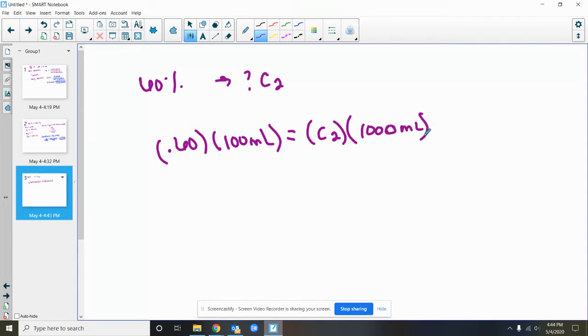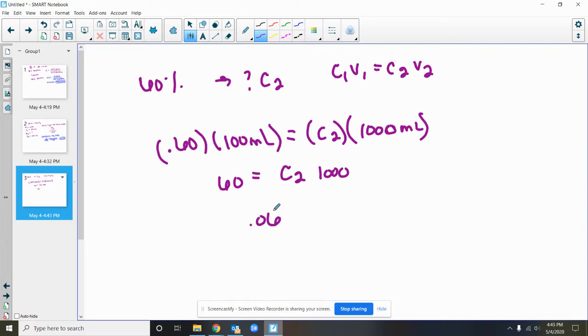This is no different than what you've been doing. Just note that because this is a percent, when you plug that into your equation, M1V1 equals M2V2, C1V1 equals C2V2, it's all the same, it's just however concentration is given to you. Because this is 60%, I'm going to take it out of percent form, so you actually want to take 0.6. You multiply that times 100, which is 60, equals, I don't know my C2, and I'm going to end up dividing 60 by 1,000, so 0.06.